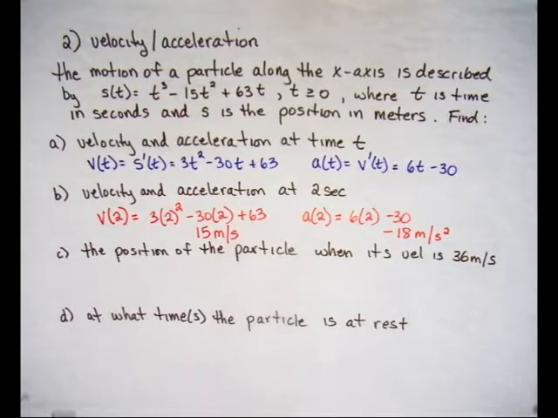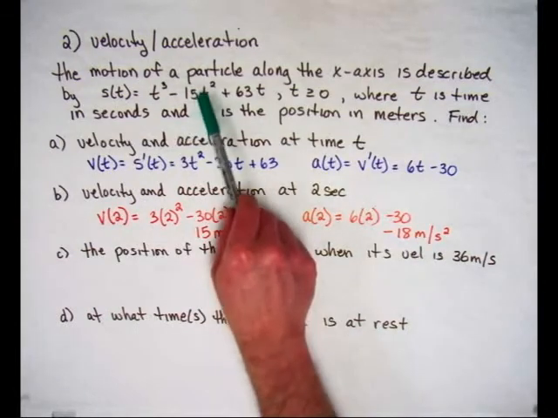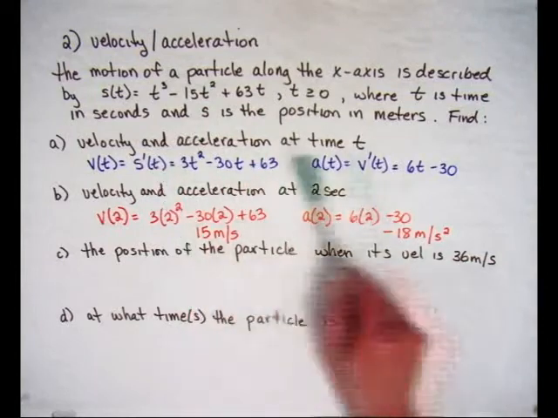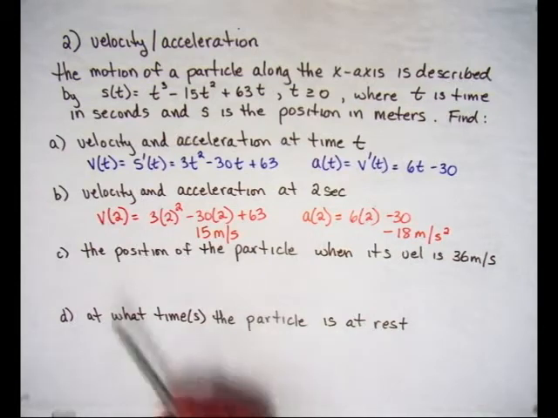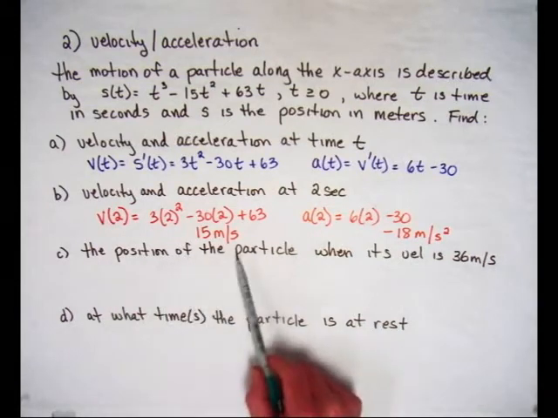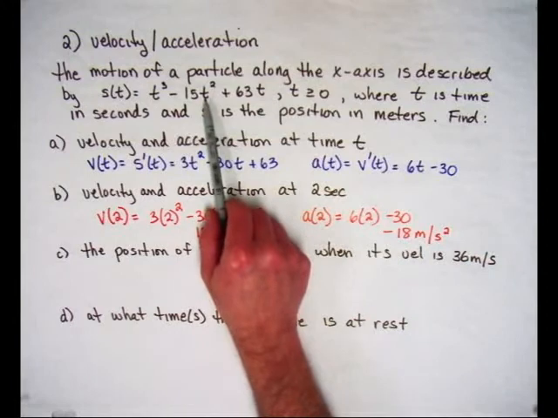The next two questions are just a little bit more thought-provoking. Question C says, what's the position of the particle when its velocity is 36 meters per second? The purpose of that question is I just want you to think about, you have three functions available to you. You have a position function, a velocity function, and an acceleration function. So you have to ask yourself, what does the question want me to do? It wants me to find the position of the particle. So I obviously have to use the position function.